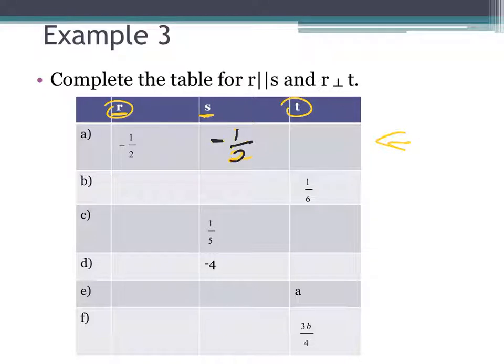Then under the T column, I need it to be perpendicular to this slope. So I'm going to make it opposite sign. So it'll be positive. And then I flip that 1/2 upside down and it becomes 2. Everybody with me? All right. Now we're working backwards. They've given me the T slope, and I need to find the opposite reciprocal to that T slope. So opposite sign, I know my answer is going to be negative, and then I flip that fraction upside down. So this would be -6.